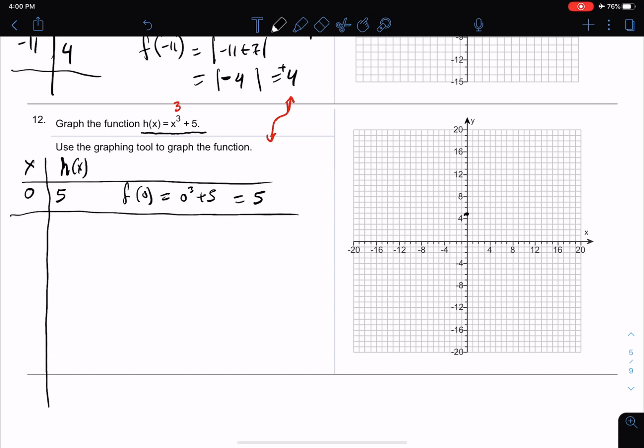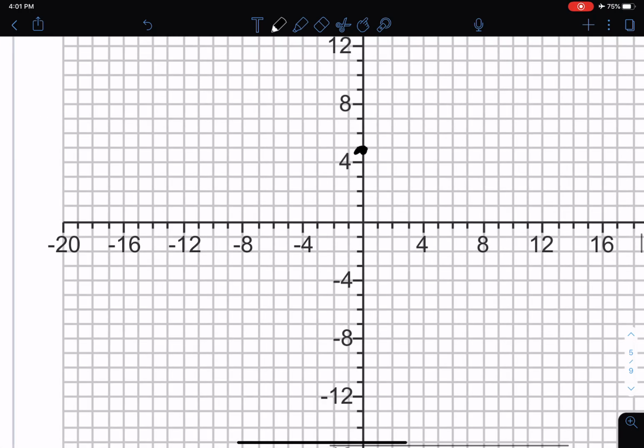Okay, let's get another point. What if we go to the right of that? Let's put in a 1. So remember the rule: h of x says to cube the input and add 5. Now, if there was a negative here, you really would want to put a parenthesis. We'd luck out, it wouldn't make a difference on this problem, but on some problems it does. Anyhow, 1 cubed gives us 1, plus 5 gives us 6. So 1 comma 6, 1 comma up 6, 4, 5, 6.